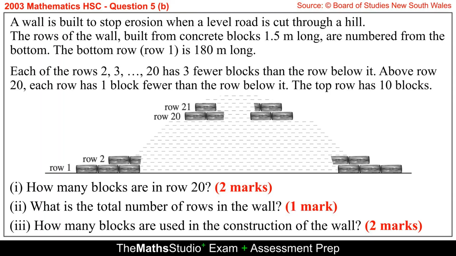Each of the rows, 2, 3, and so on, up to row 20, has 3 fewer blocks than the row below it. Above row 20, each row has 1 block fewer than the row below it. The top row has 10 blocks. Part 1. How many blocks are in row 20?